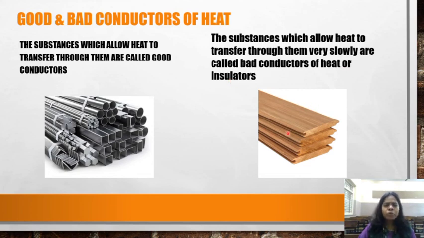This is also going to become a little bit hot, children, when you keep some hot object on it, but it is not as good as these metals. That is why it is a poor conductor of heat, or we can also call it an insulator. So children, we have completed the good and bad conductors of heat in this particular part of the lesson.